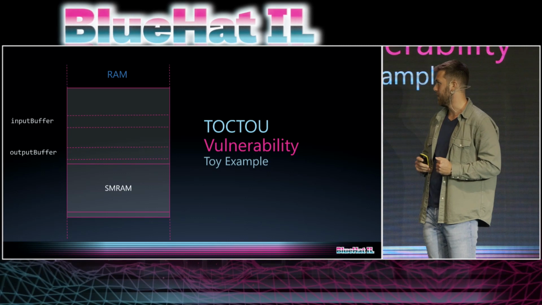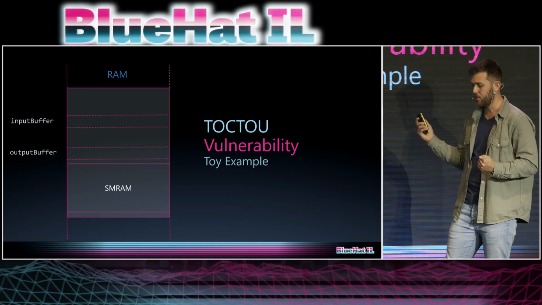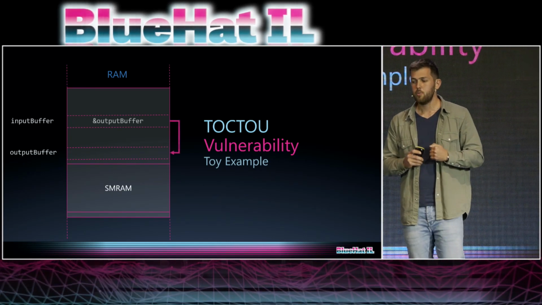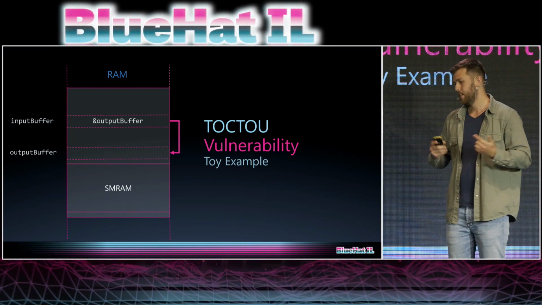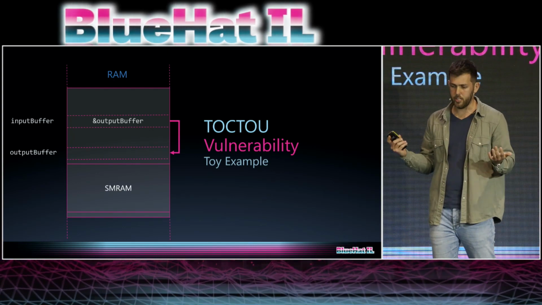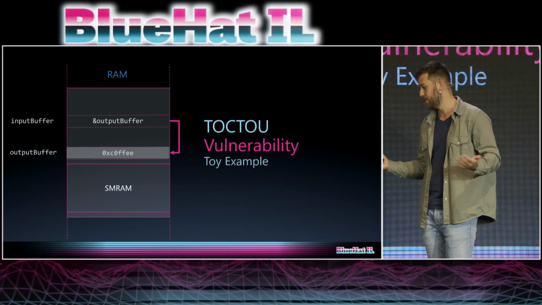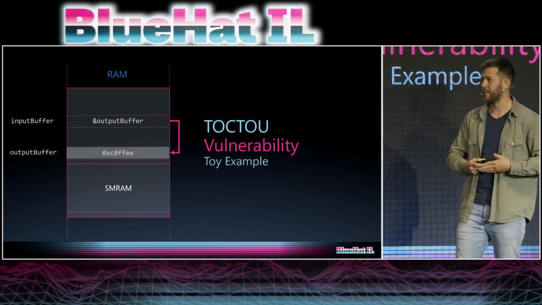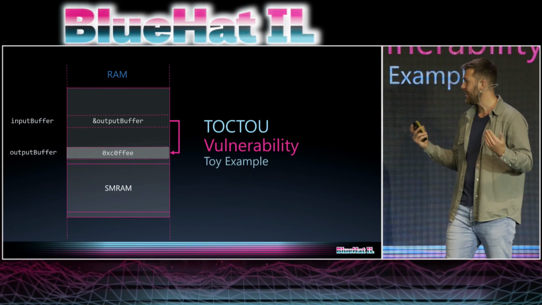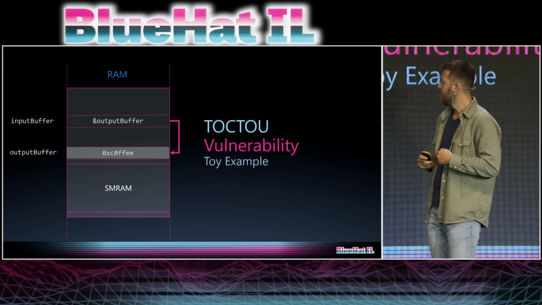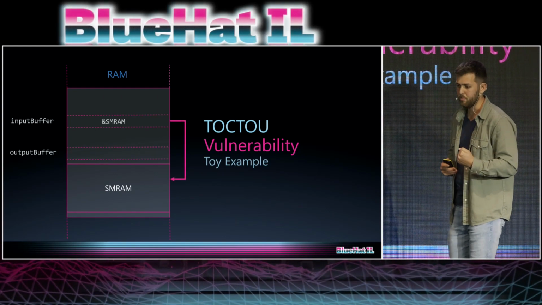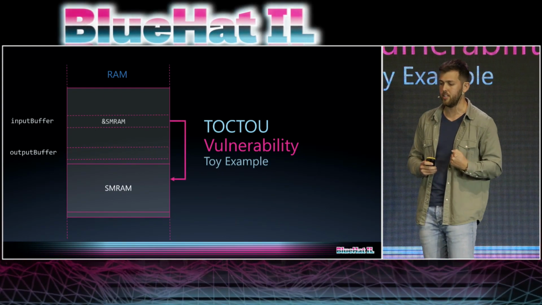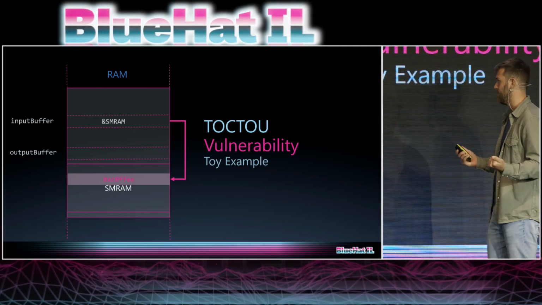So let's see a small diagram. Let's say we have an input buffer, and inside this input buffer, we have a pointer to the output buffer. In the normal scenario, SMM will simply override the content of it with the value coffee. Obviously, this buffer will be located outside the SMRAM. But if we are an attacker, we'll try to redirect this address to the SMRAM, and by doing so, gain a write primitive of the value coffee to the SMRAM.